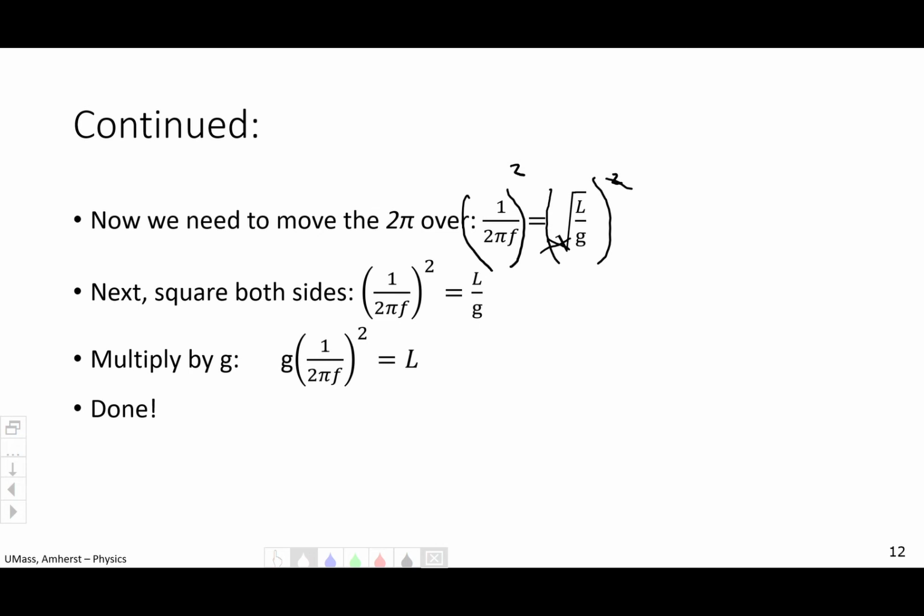And the last modifier that's happening to L is that it's divided by g. So we multiply by g on both sides, and we end up with a final formula of g times (1 over 2 pi f) all squared equals L. So we have successfully come up with a derivation that only uses f, g, and pi, and of course the constant 2. So that's our next simple example here.